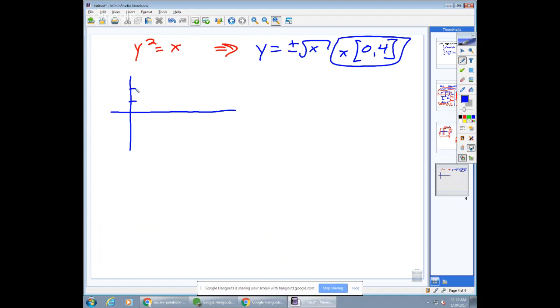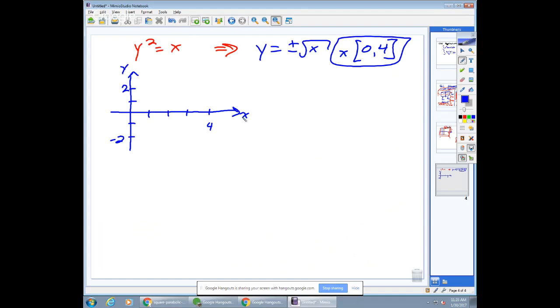1, 2, 1, 2, 3, 4. Always a good idea to label stuff. And we're going to start doing all kinds of crazy stuff geometrically. So we always want to label each axis to keep track of what's going on.